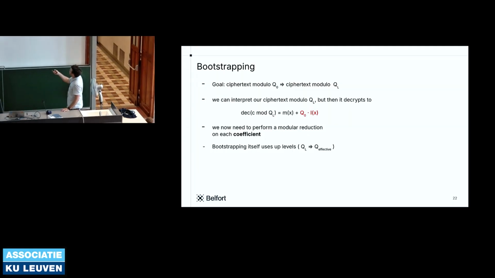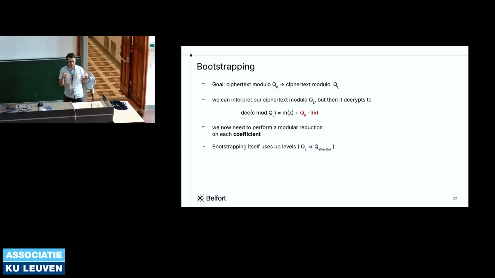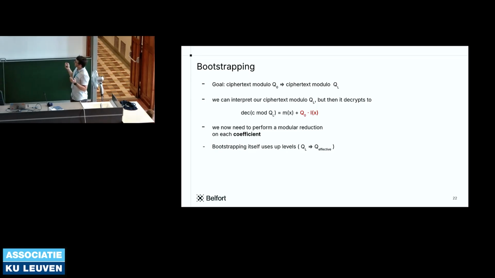So there's actually this Q effective, right? Because if it costs me 12 levels, if I bootstrap to 22 levels, it costs me 12 levels to do the bootstrap operation. That means that my Q effective is only 10. So I can do 10 multiplications until I've depleted my levels again, and I need to do another bootstrap. And the game is to try to do as few bootstraps as possible, because bootstrapping is an expensive operation.